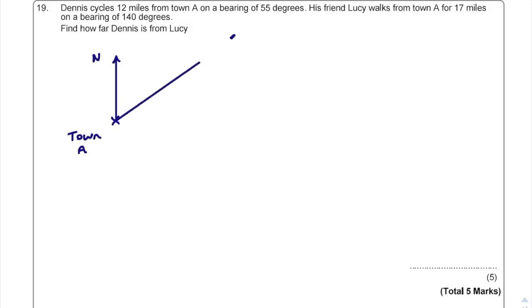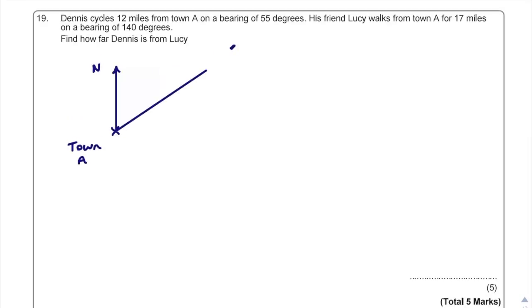Doesn't matter, we don't have a scale, so you can just make 12 miles whatever distance you want. So I'm going to make it look like this, so that's 12 miles, and this bearing is 55 degrees. So if I get rid of that, Dennis is now here. So Dennis is up here.